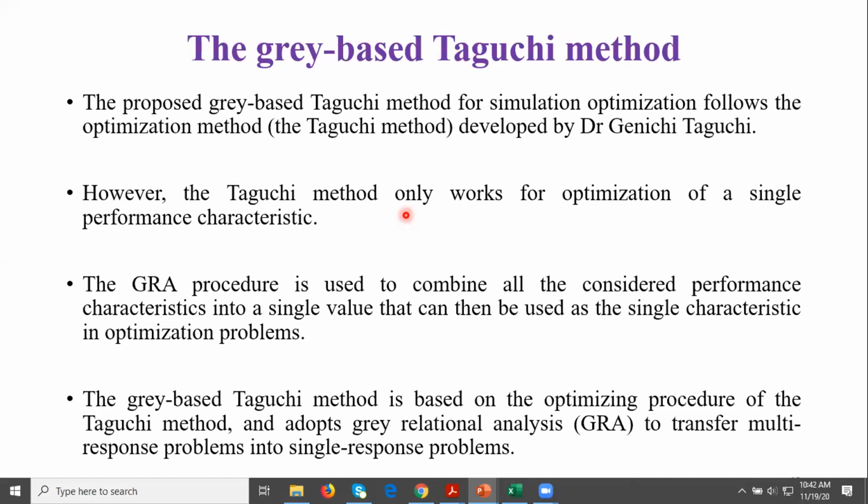But for your easy understanding, I'm taking the Taguchi method, which was proposed by Genichi Taguchi. From the Taguchi method, we can do only a single performance characteristic. That means you can do the optimization with the maximum as the better criterion, or with the minimum as the better criterion.